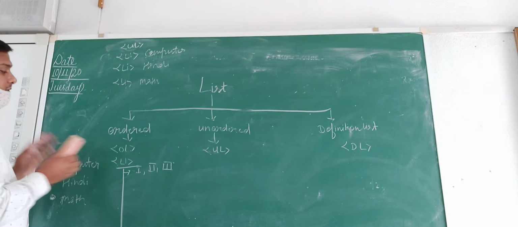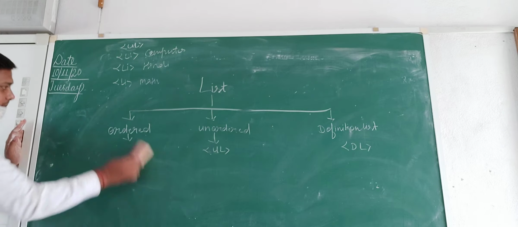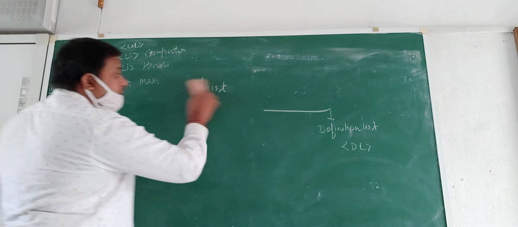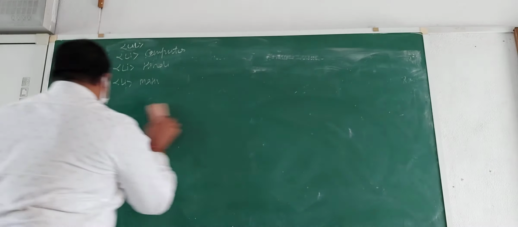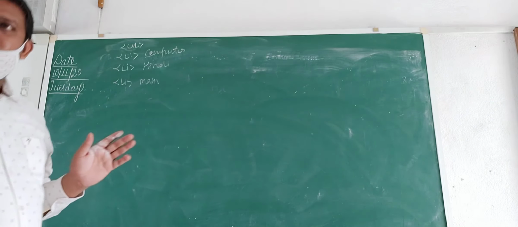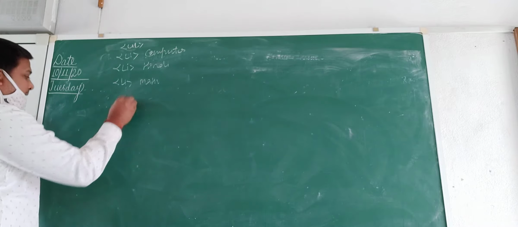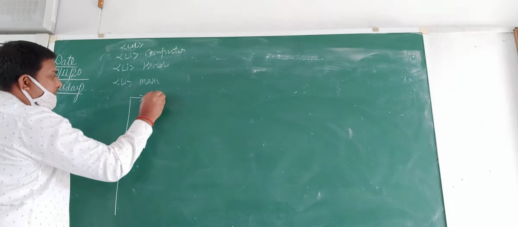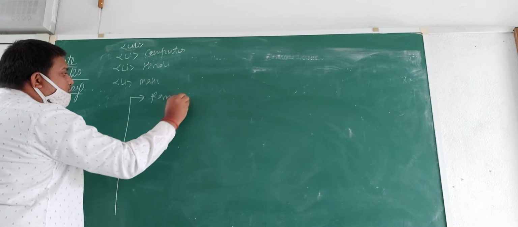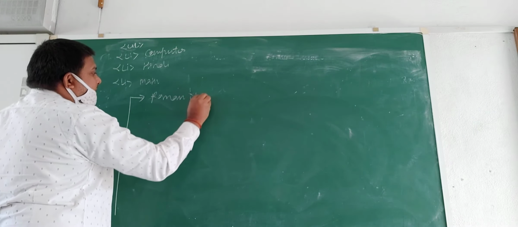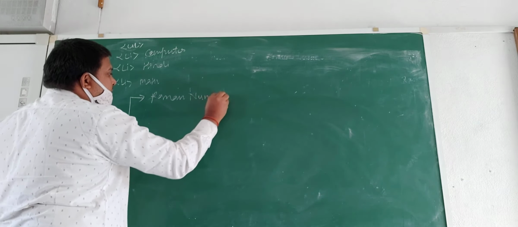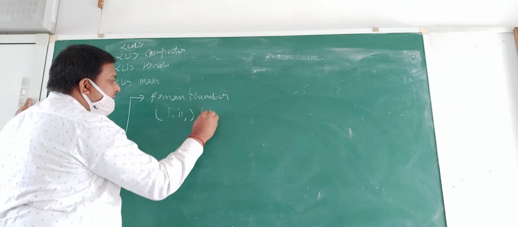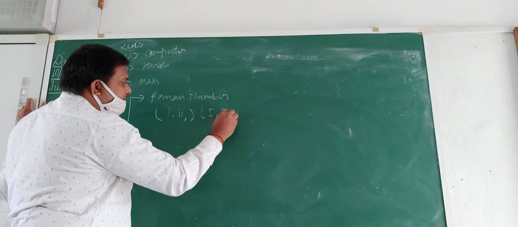Then we have... let me erase this one and start again. This one I taught, and again, see, no problem. Then I started. So we have which one? Roman number. And in the Roman number, we also have what? Two types: a small Roman number and a capital Roman number.